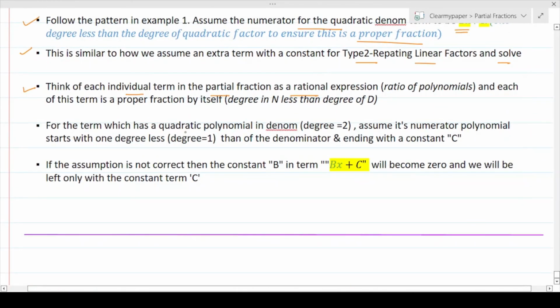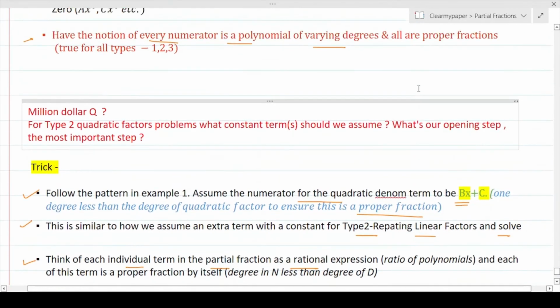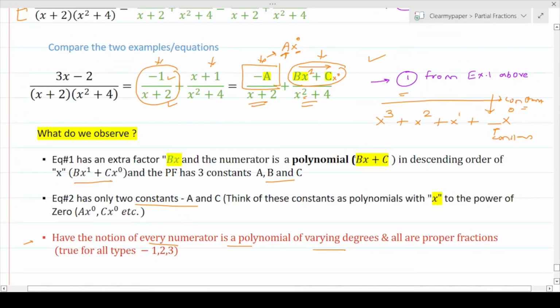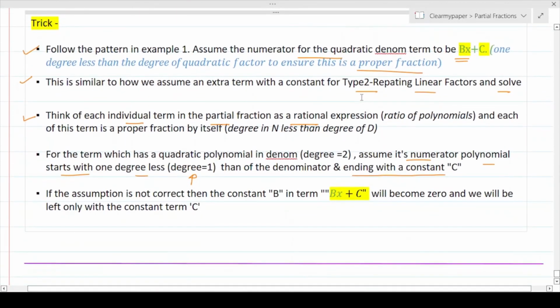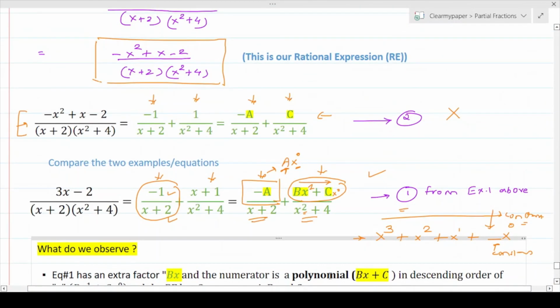For the term which has a quadratic polynomial in the denominator, with degree equal to 2, assume its numerator polynomial starts with one degree less, which is degree equal to 1, and ends all the way through a constant c, so you write the whole expression like I said. Like, if you have a polynomial like this, the x's are arranged all the way through the constant. Okay, that's one.